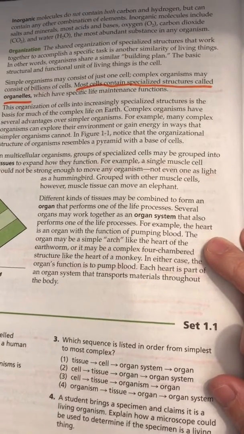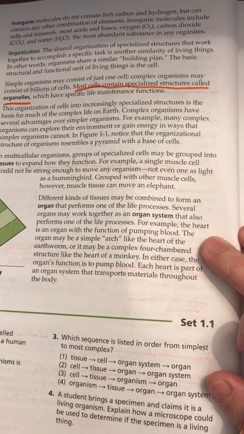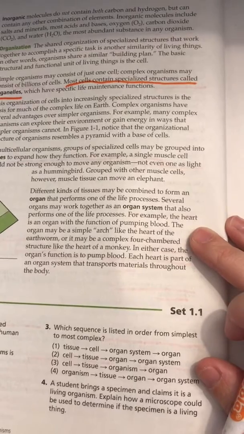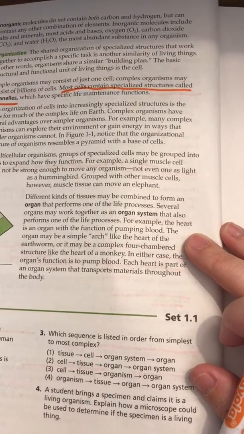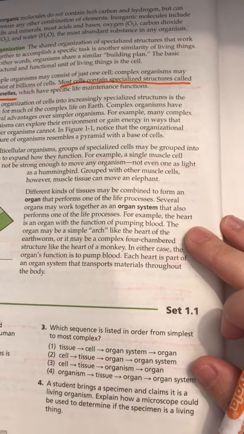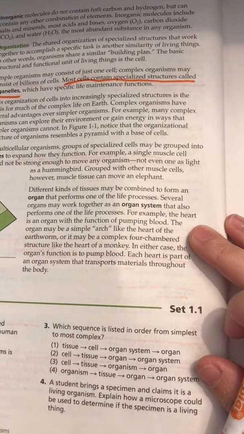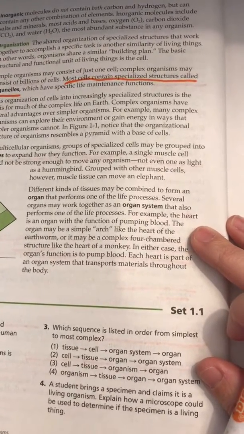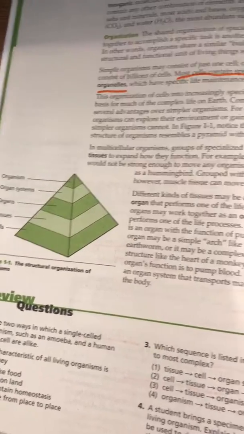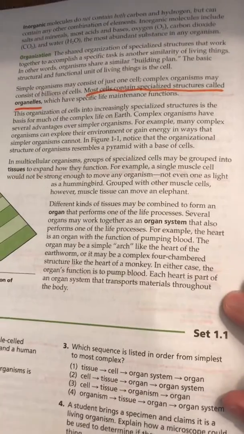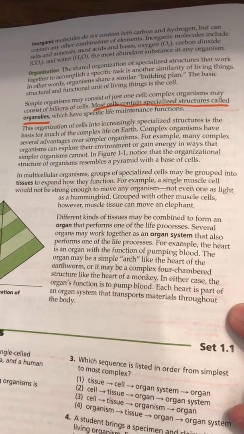Complex organisms have several advantages over simpler organisms. For example, many complex organisms can explore their environment or gain energy in ways that simpler organisms cannot. In Figure 1.1, notice that the organizational structure of organisms resembles a pyramid with a base of cells. In multicellular organisms, groups of specialized cells may be grouped into tissues to expand how they function.